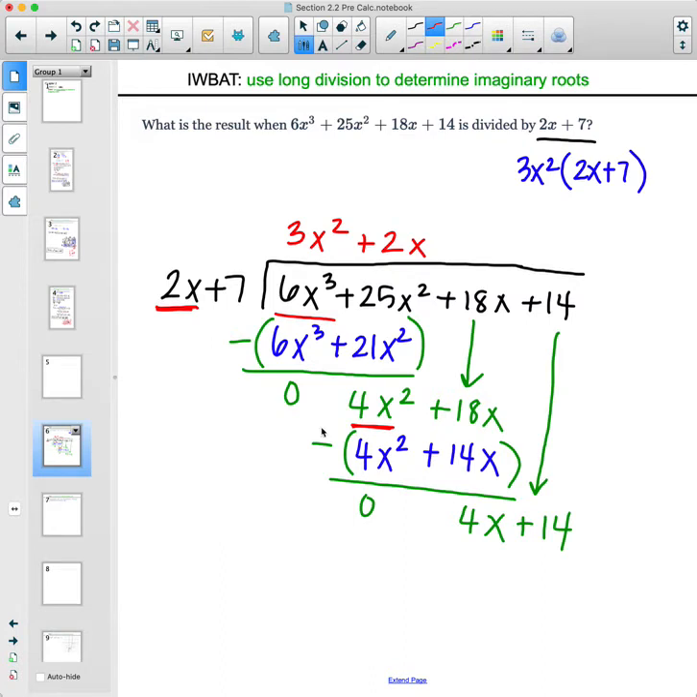So what times 2x will give me 4x? So 2. And then multiply. So 2 times 2x is 4x. 2 times 7 is 14. And then we'll subtract. And then we get 0 and 0. So what we actually find out is that 2x plus 7 divides evenly into this polynomial, so it is a factor. So this is a factor of that polynomial.